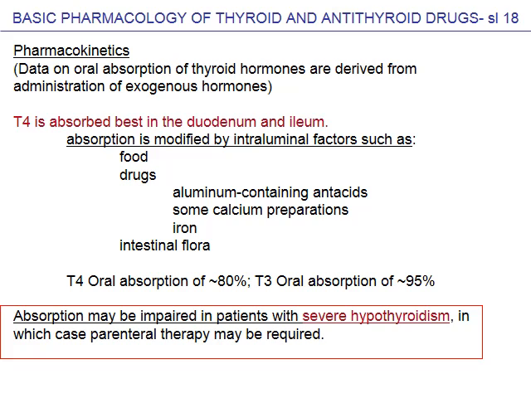Particularly aluminum-containing antacids, some calcium preparations, or iron. Okay, these are drugs that are known to affect absorption of T4, as well as the presence of intestinal flora. Now, absorption orally, T4 is good.